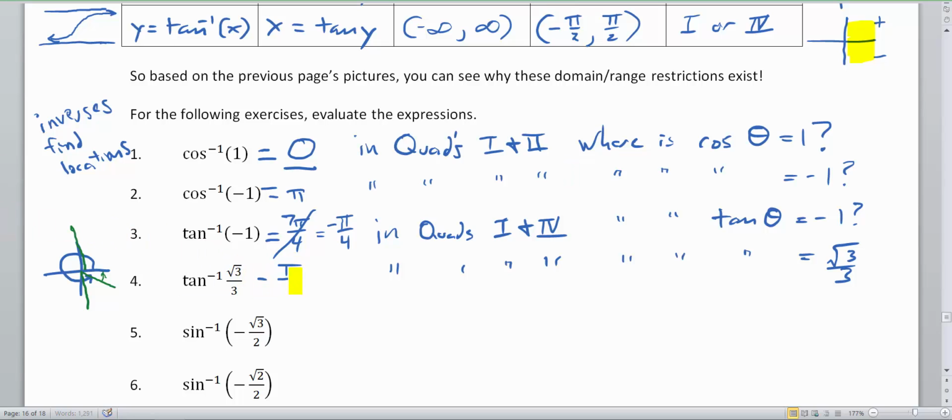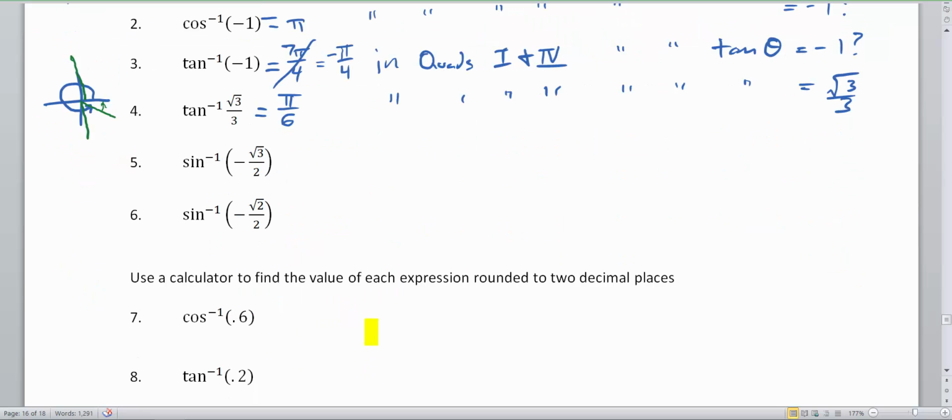And pi over 6 is definitely between negative pi over 2 and pi over 2. So that feels pretty good. Now 5 and 6 are tricky problems. They are made to be difficult, because they take you into the 4th quadrant, and these 4th quadrant locations are a little bit tricky because you want to write down that 4th quadrant. So instead of writing down all the words, let's see if we can just get to the answer.